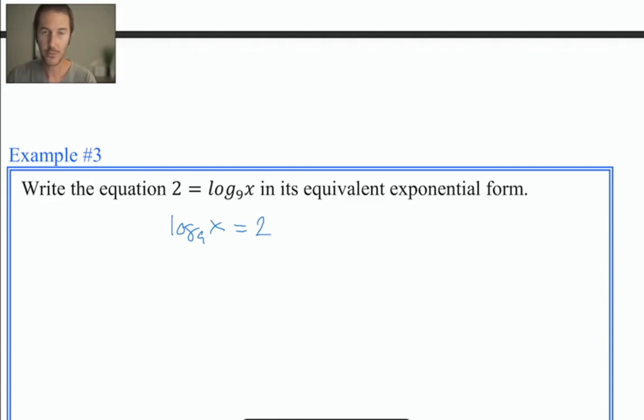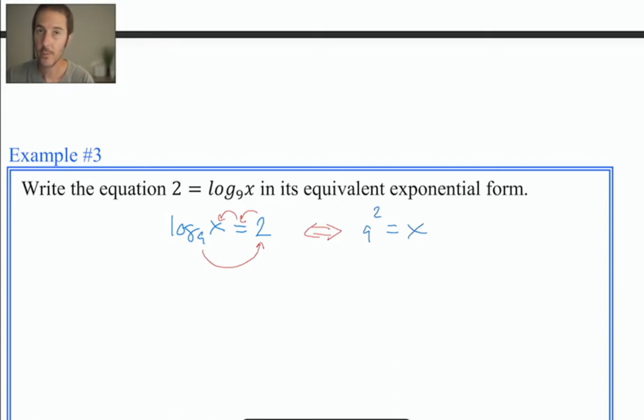And here's why it's so easy for me, because I do it the same way every time. Here's how I read this. I start with the base, 9 to the power of 2 equals x. I draw those arrows normally in my mind, but since I'm teaching you my method, I'm drawing the arrows, and we end up with the equivalent statement 9 to the power of 2 equals x.